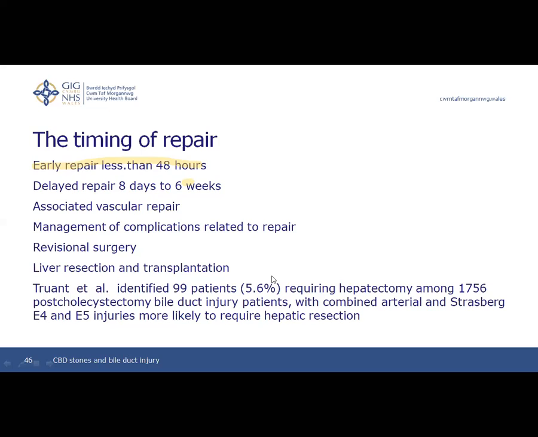So this is a study where they identified 5.6% of the patients in their study who required a hepatectomy after a common bile duct injury and the revision surgery.